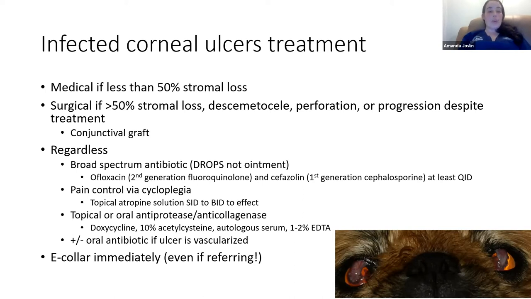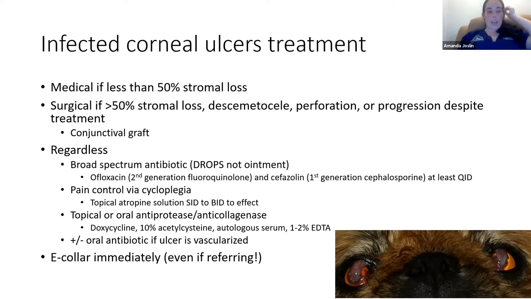And then you want to do some type of anticollagenase. So doxycycline by mouth will go through the tear film. And then otherwise you have serum, EDTA, or acetylcysteine. The only reason you want to be using an oral antibiotic is if it's vascularized. Otherwise, it will not get to the ulcer itself.